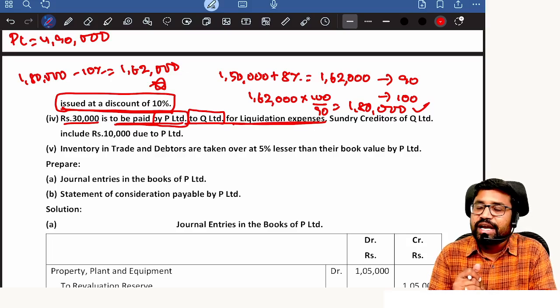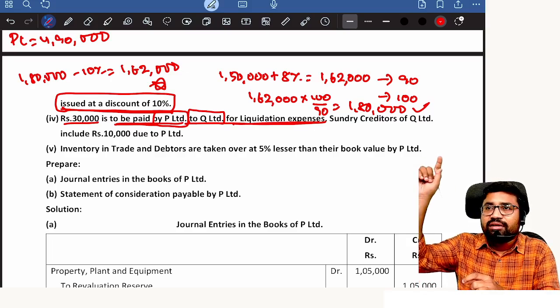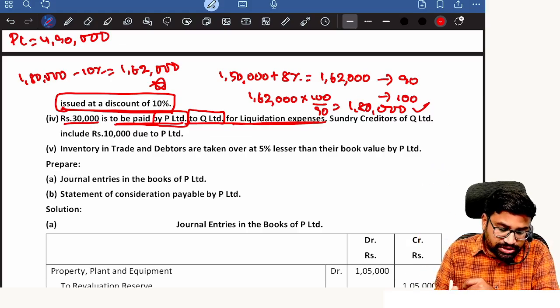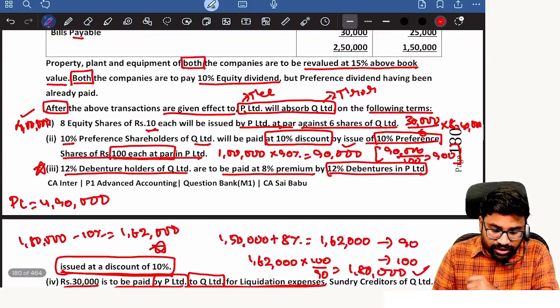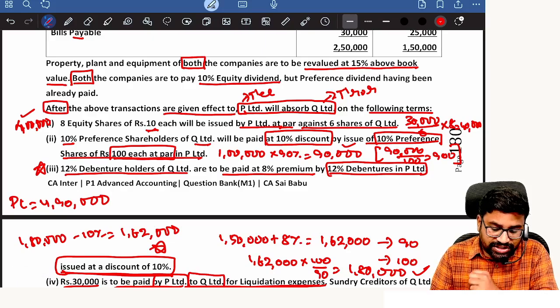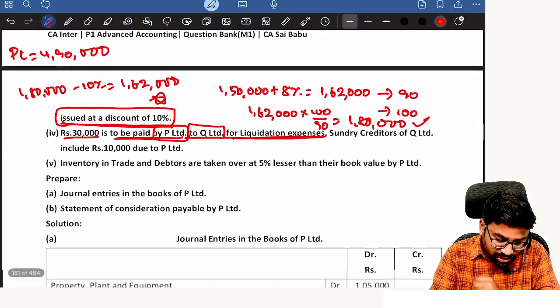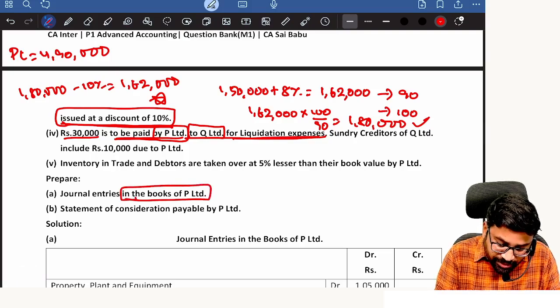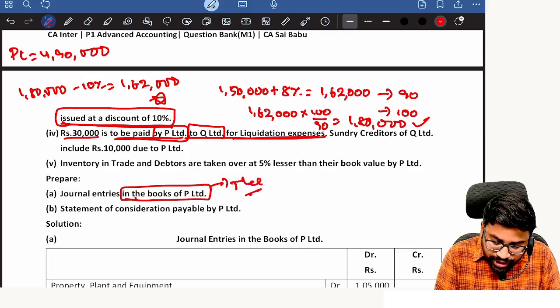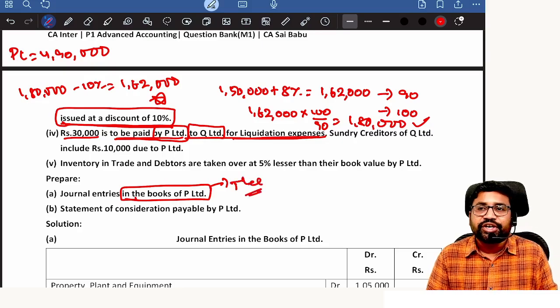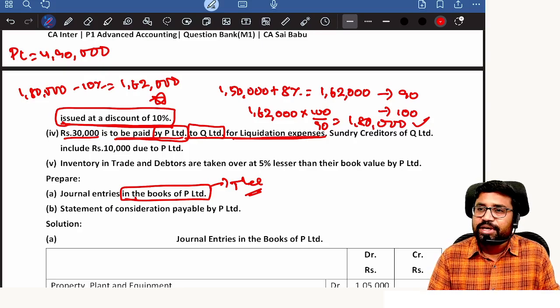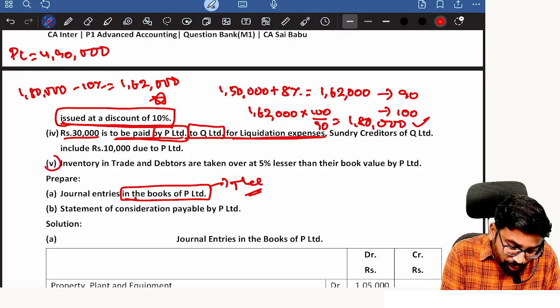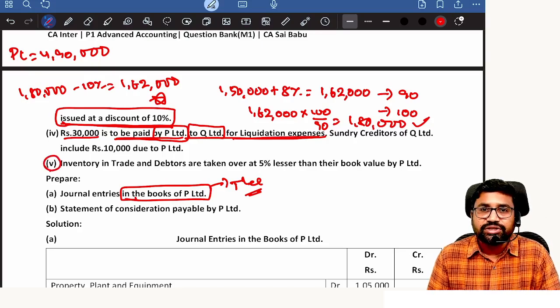So therefore what is the entry here? When they incurred, suppose this question, in this question, is it amalgamation in the nature of merger or purchase, we need to see, because here they are asking entries in the books of P Limited. Who is P Limited? Transferee. I told you in the books of the transferee the accounting treatment depends upon the type of amalgamation. What is the type of amalgamation here? That fifth point is telling you the type of amalgamation.